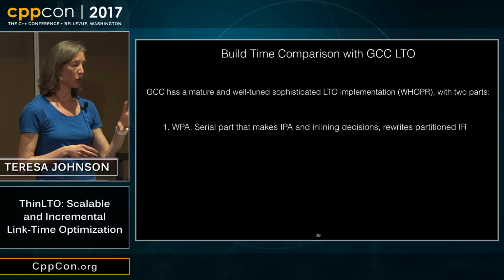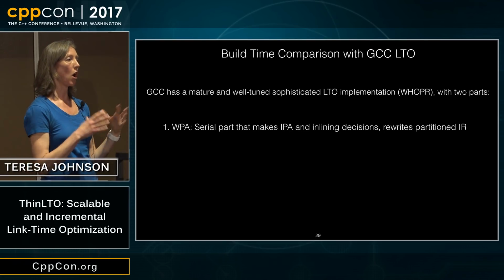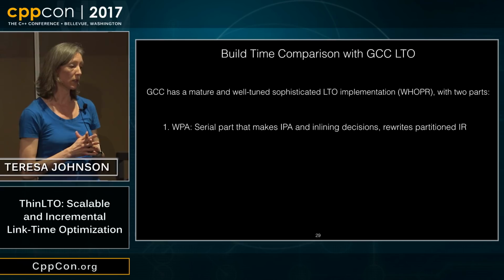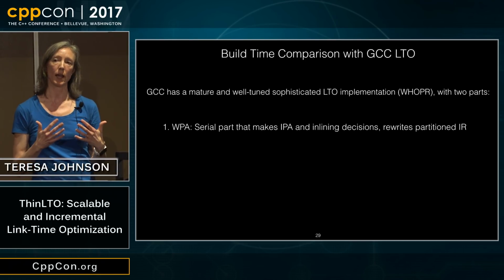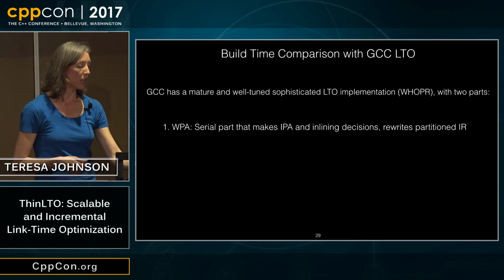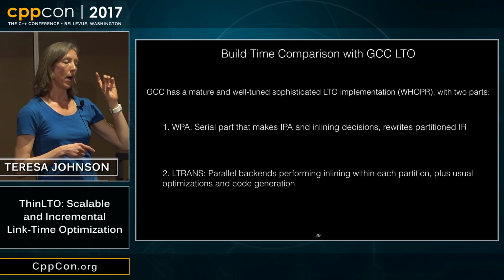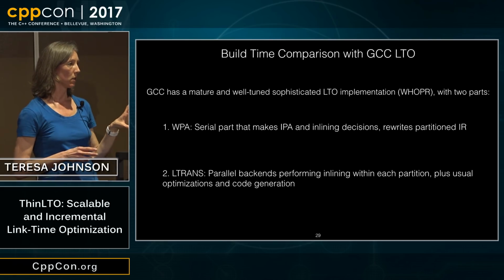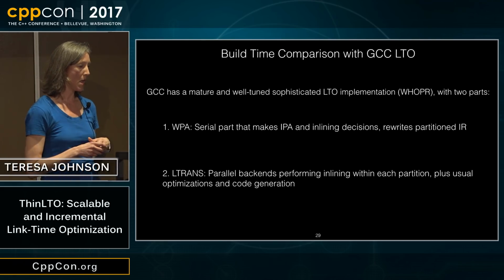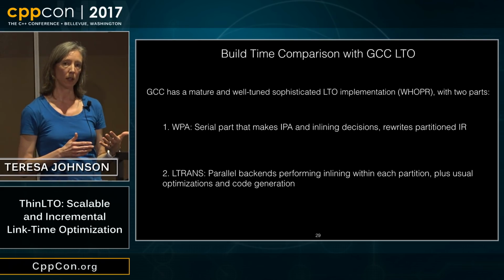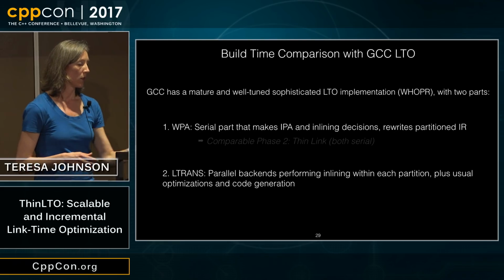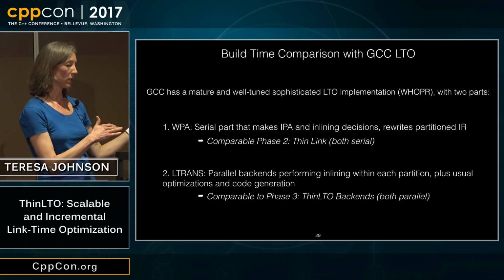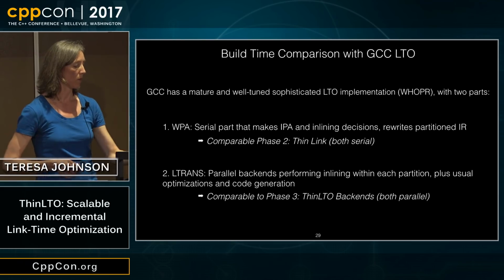That implementation has two parts. It has a serial part called WPA, or whole program analysis, that makes all of the interprocedural analysis decisions and all the inlining decisions, and then at the end, based on those decisions, it rewrites out partitioned IR. Each partition is then compiled by a different parallel backend process called an LTrans process, which applies the inlining decisions and then does the rest of the optimization and code generation. This is kind of nice because we can compare the serial phases of the two approaches and the parallel phases.